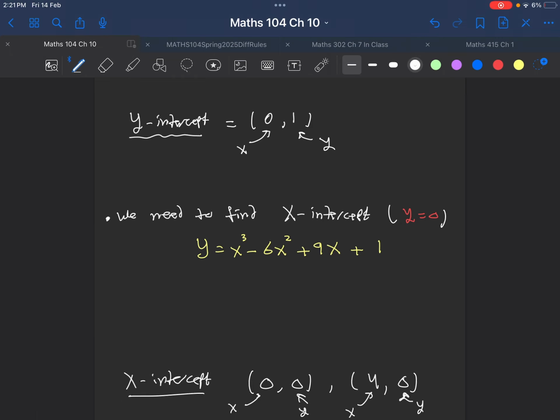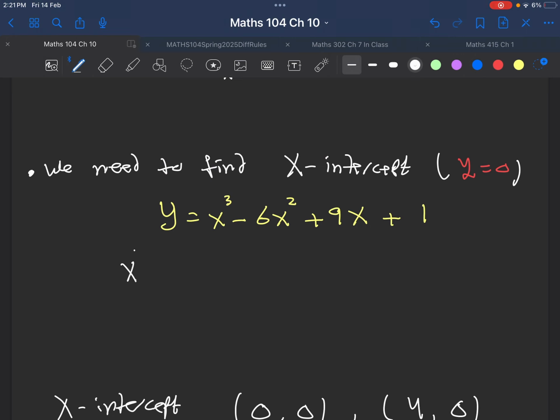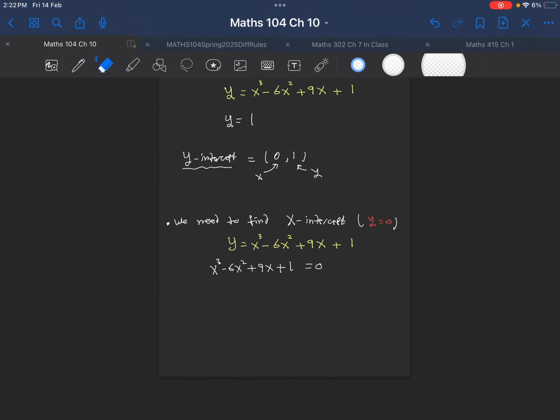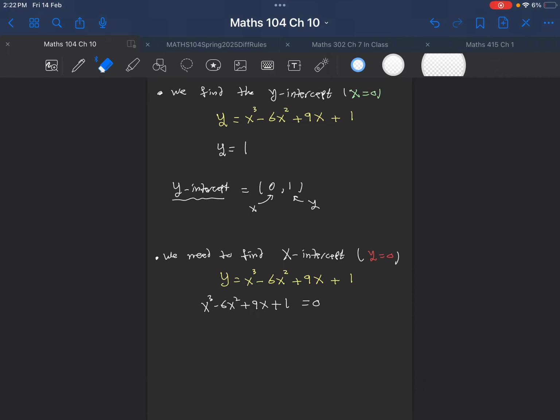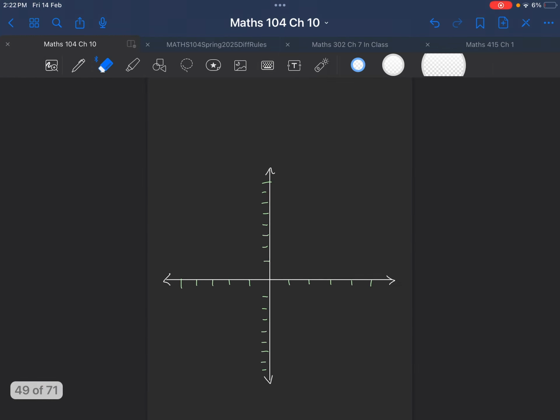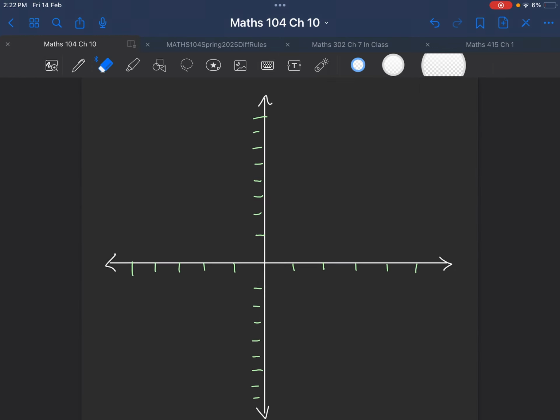For the x-intercept, we just find where y equals 0. So we need to solve this equation here: x cubed minus 6x squared plus 9x plus 1 equals 0. Of course, this is not easy to solve. If you have a calculator, you can try to find the answers for it. Otherwise, as I just mentioned, it is not something that we can find easily here. So we'll just ignore the x-intercept for now because it is not an easy thing to find for this question.